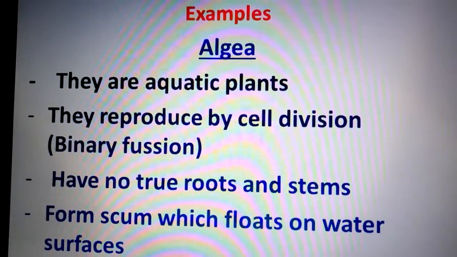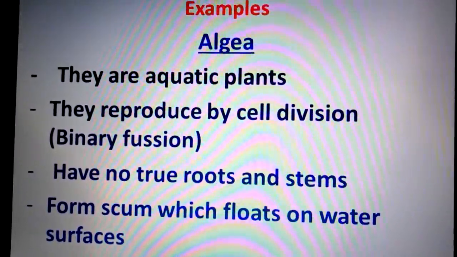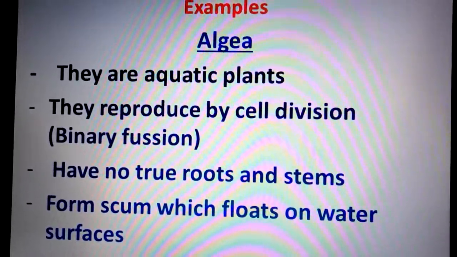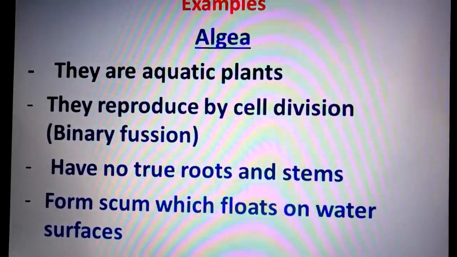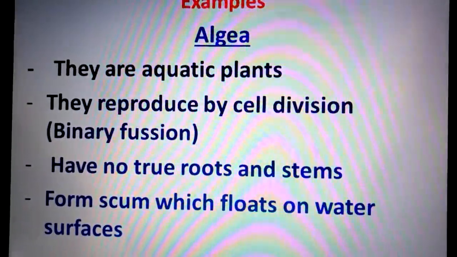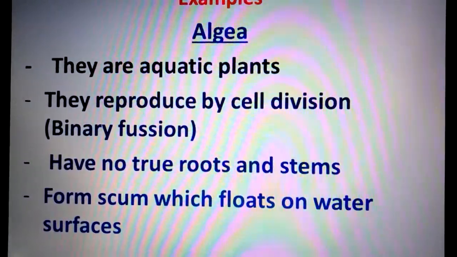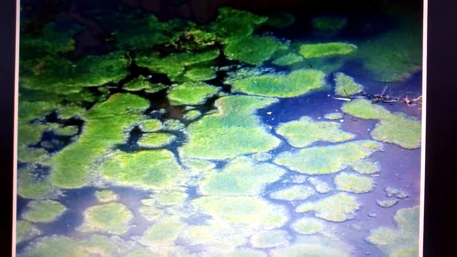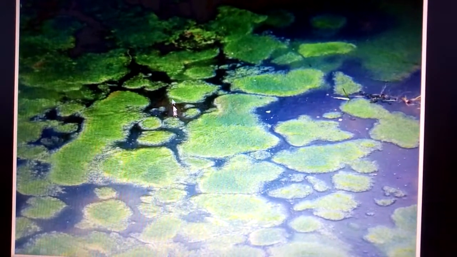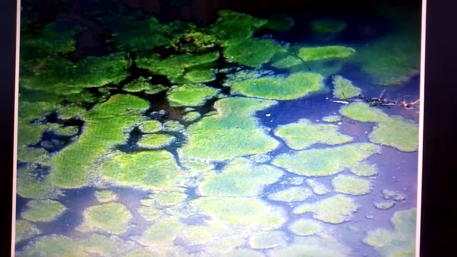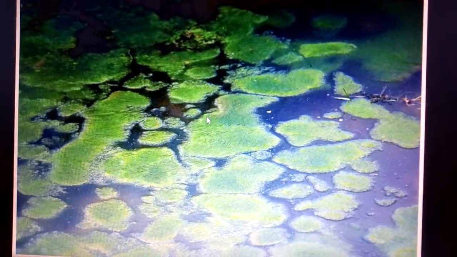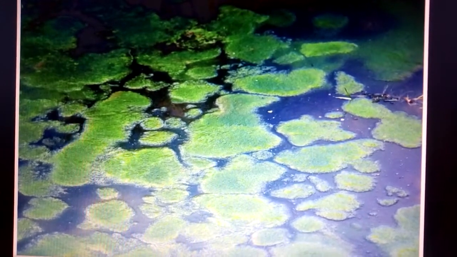Examples. We start one by one. The algae. They are aquatic plants. They reproduce by cell division, binary fission, have no true roots and stems, and form scum which floats on water surfaces. We have an example here in the picture. When you study this picture well, this one is actually an algae. In most cases when you walk where there is stagnant water, you'll be able to see this kind of plant, which we refer to as algae.